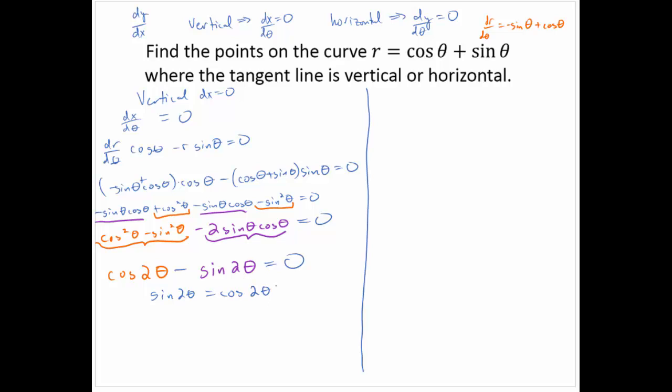Dividing through by cosine 2 theta, we get tangent 2 theta equals 1. So where is the tangent equal to 1? The tangent is 1 at pi over 4, 5 pi over 4, 9 pi over 4, 13 pi over 4, etc. Then theta, dividing everything by 2, is pi over 8, 5 pi over 8, 9 pi over 8, 13 pi over 8, etc.